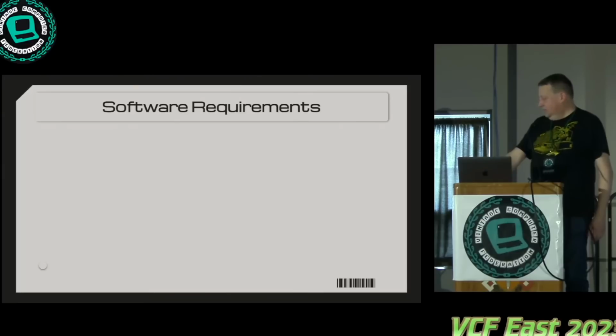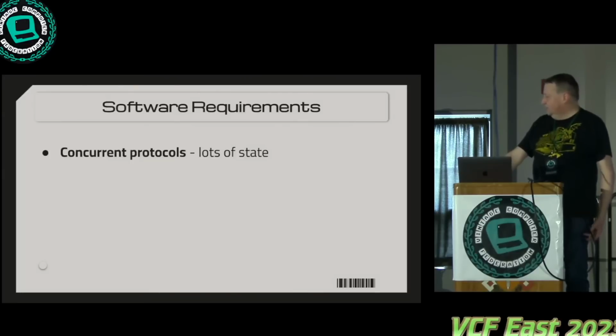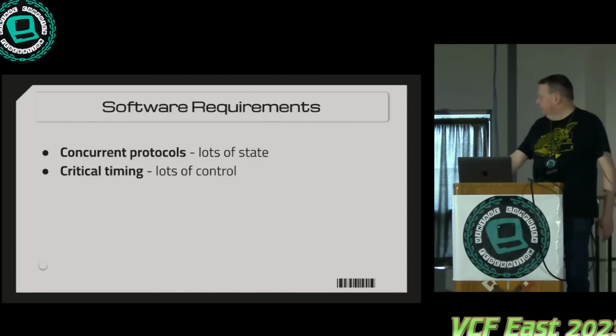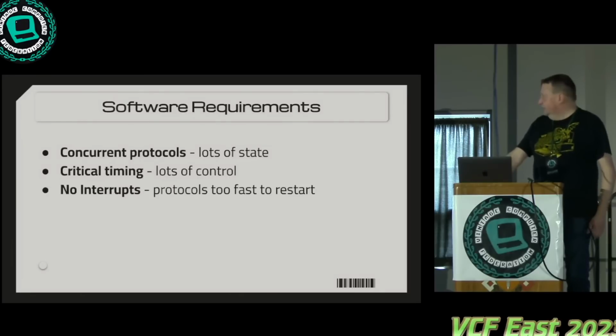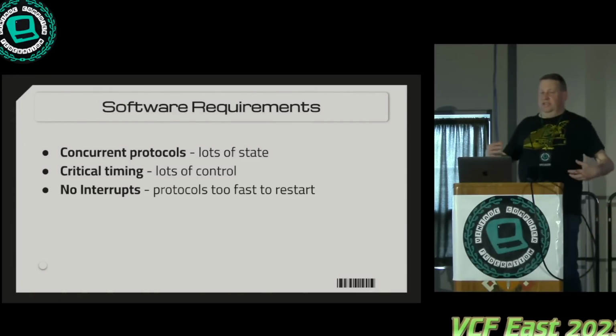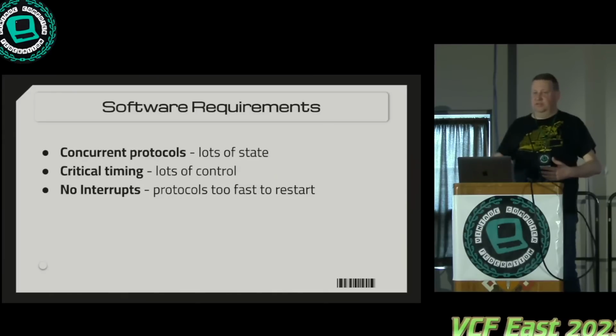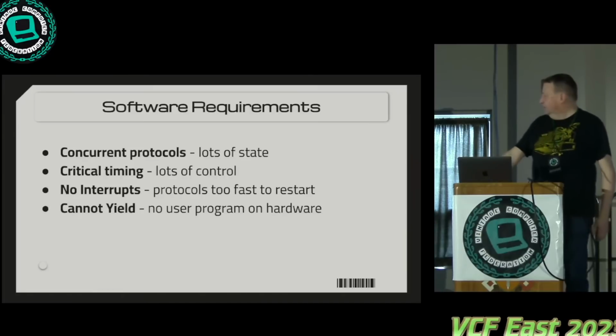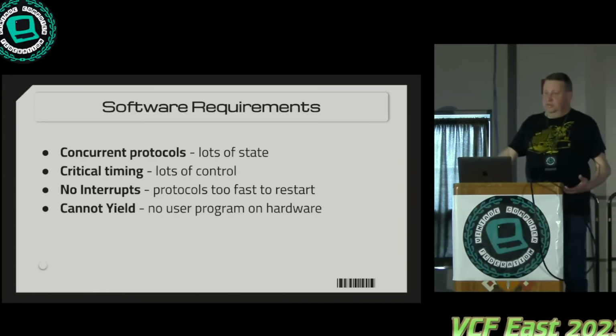So the software requirements come like this. We have a lot of concurrent protocols, so there's a lot of state. There's a lot of critical timing, so there's a lot of control needed. We can't really interrupt it, so we can't load a user's program, start executing, and then interrupt it like 30,000 times a second to do video timing. That's just not practical. So we can't yield to a user program, so we cannot run a user program actually on the hardware.